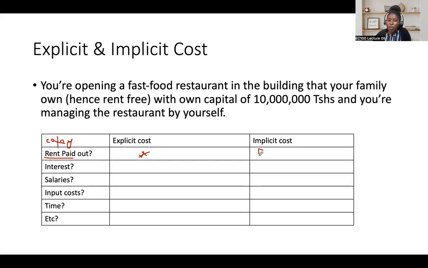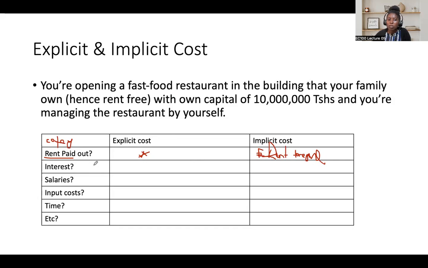So you are foregoing, okay? Here there's a rent foregone. We call it foregone rent, that you could have received but you're not, because you are running a business. This is the amount of rent you could have been collecting. You're missing out on that rent because you're running a business, whereas if it wasn't your building, you would have to pay for that.